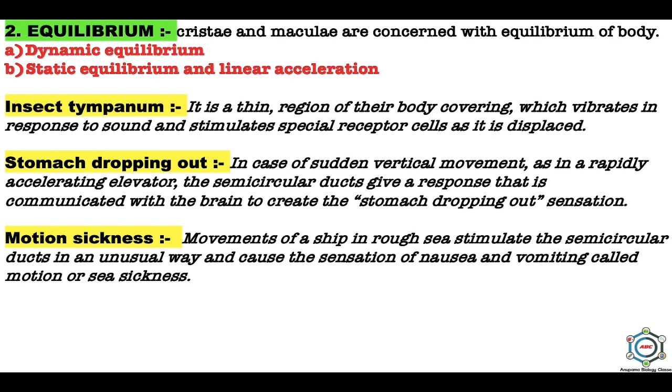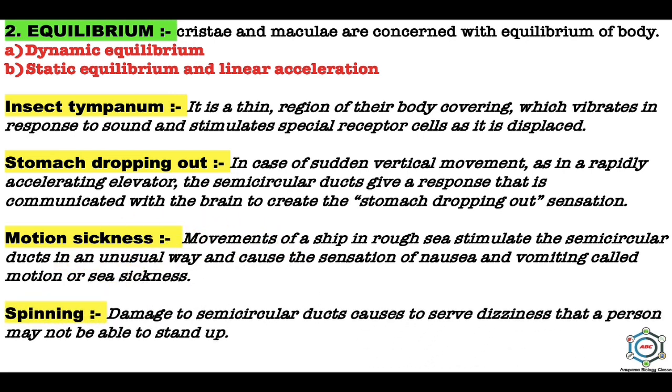Then the motion sickness. Movements of a ship in rough sea stimulate the semicircular ducts in an unusual way and cause the sensation of nausea and vomiting called motion or seasickness. And spinning: damage to semicircular ducts causes severe dizziness so that a person may not be able to stand up.